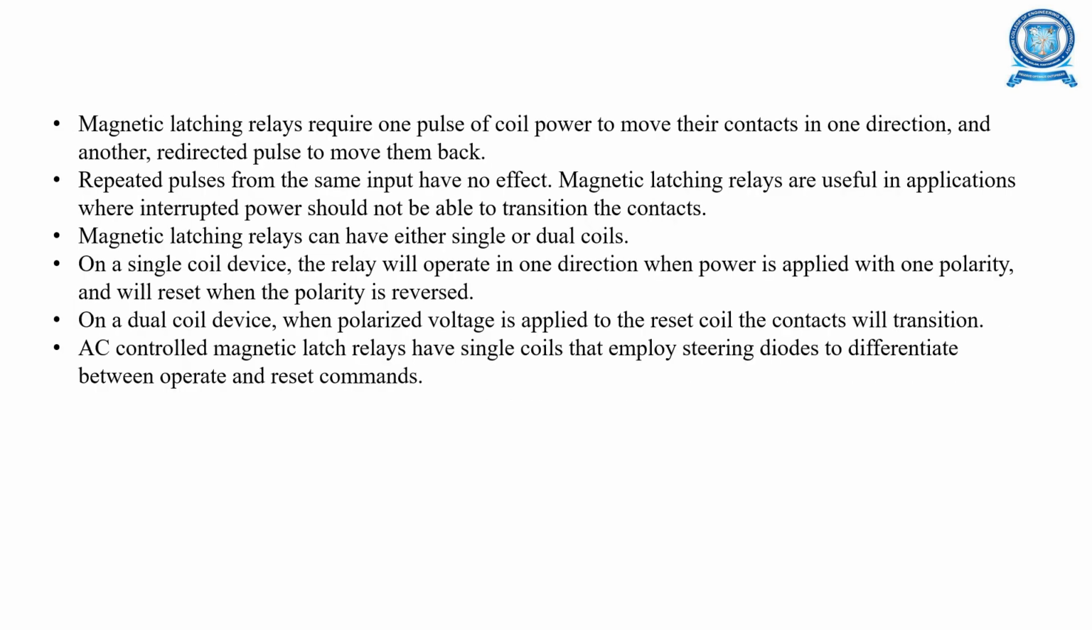A magnetic latching relay requires one pulse of coil power to move its contacts in one direction and another pulse to move them back. Magnetic latching relays can have either single or dual coils. On a dual coil device, when polarized voltage is applied to the reset coil, the contacts will transition. And AC controlled magnetic latch relays have single coils that employ steering diodes to differentiate between operate and reset commands.